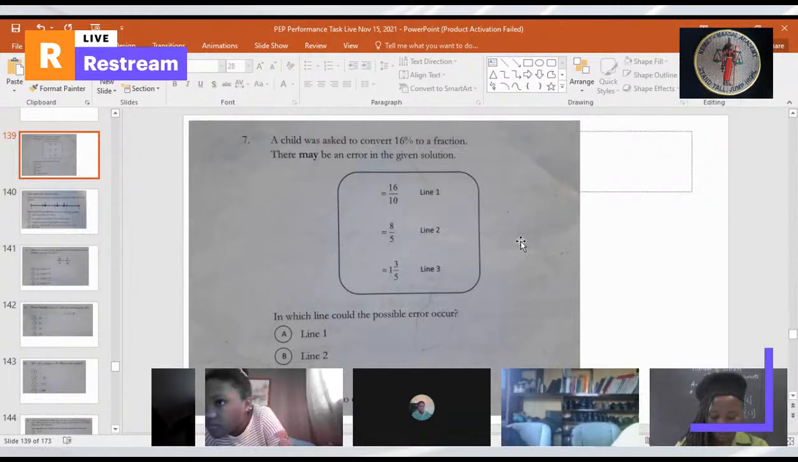Okay, Miss. Number 7. A child was asked to convert 16% to a fraction. There may be an error in the given solution. Line 1: 16 over 10. Line 2: 8/5. Line 3: 1 and 3/5. In which line could the possible error occur?